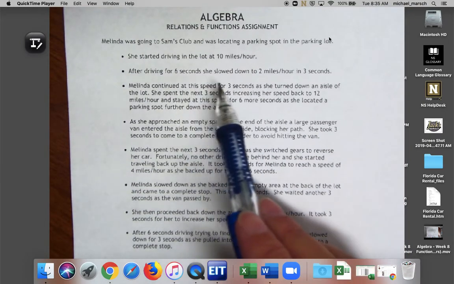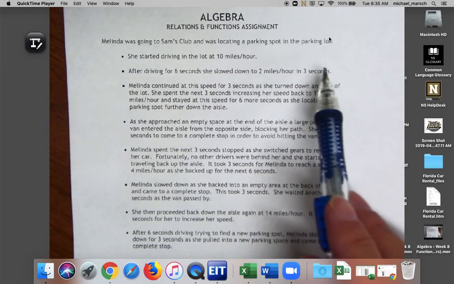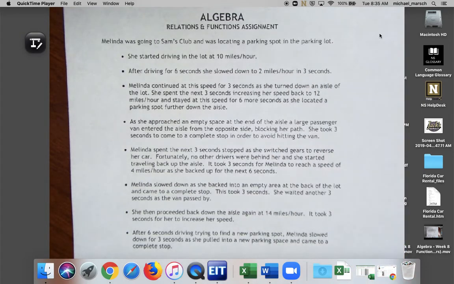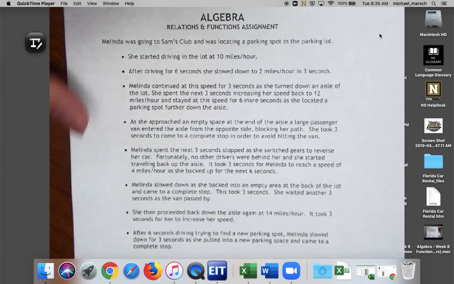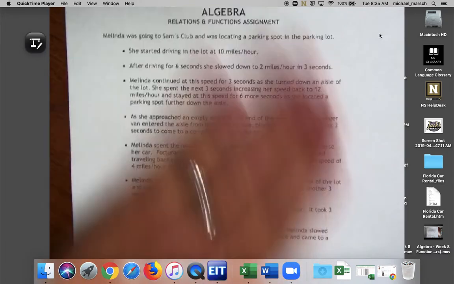Okay, so we're going to do this thing about Melinda. And she's going to Sam's Club, and she's trying to find a parking spot in the parking lot, which we all know finding parking spots anywhere can be a hot mess, right? Okay, so first let's look over here before we start reading through here.